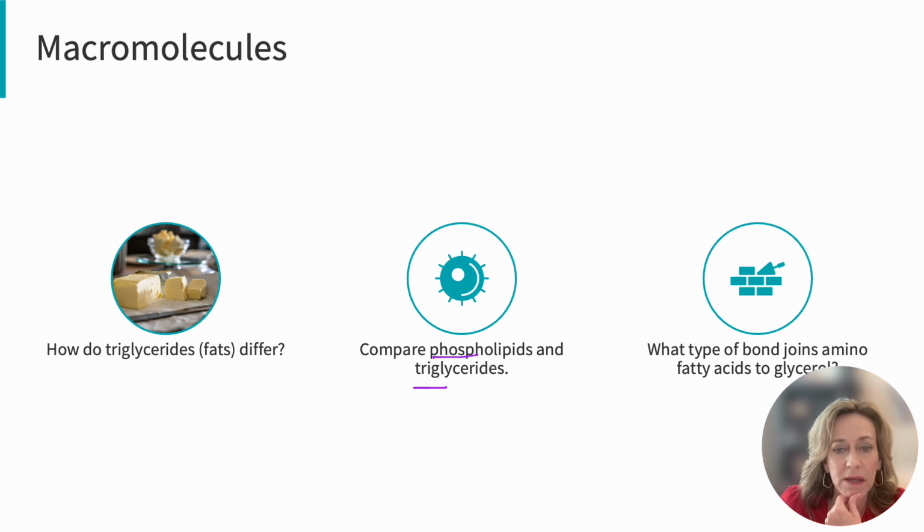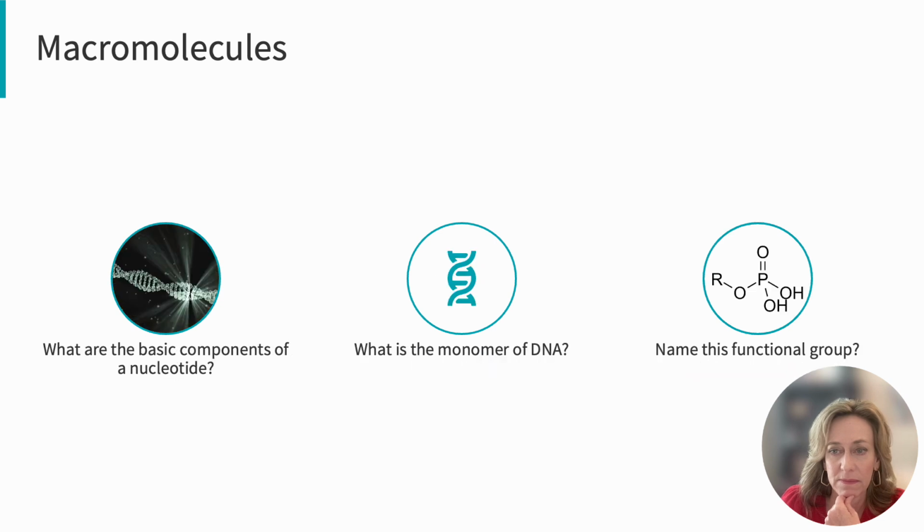All right, now we should know this. What type of bond joins amino acids? That would be a peptide bond. Okay, a little more review here. So you pause it, see if you can answer these, and then come back.